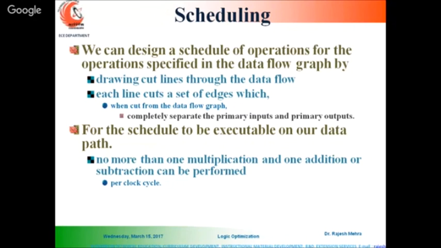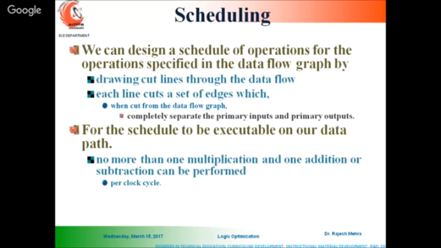So now, for drawing these cut lines, we are considering scheduling of your operation. Here you can see that no more than one multiplication and one addition or subtraction can be performed per clock cycle.